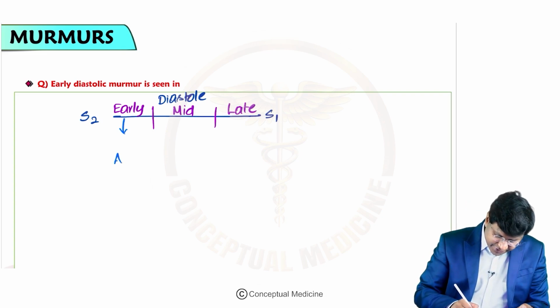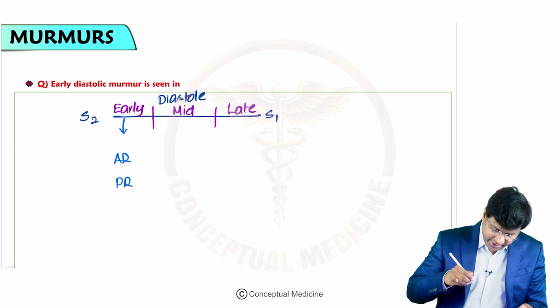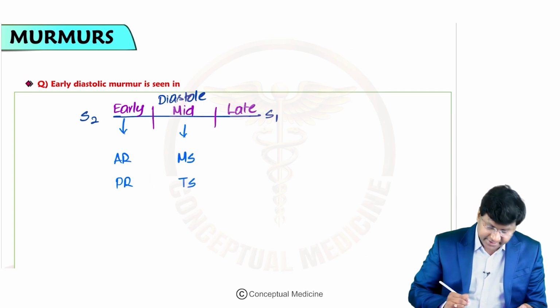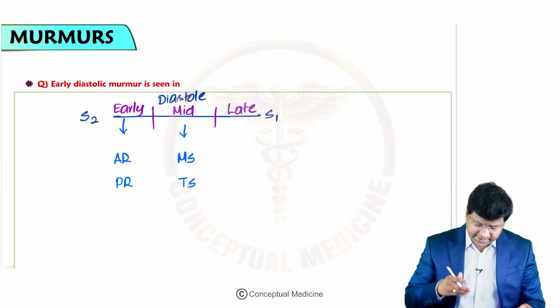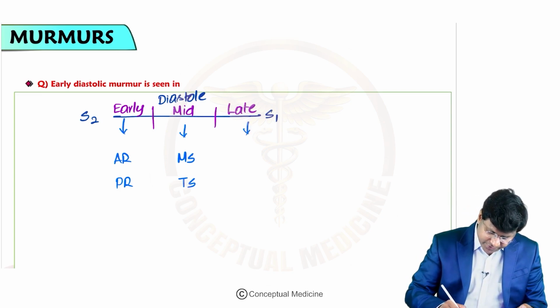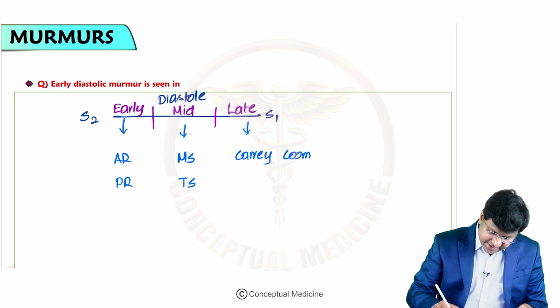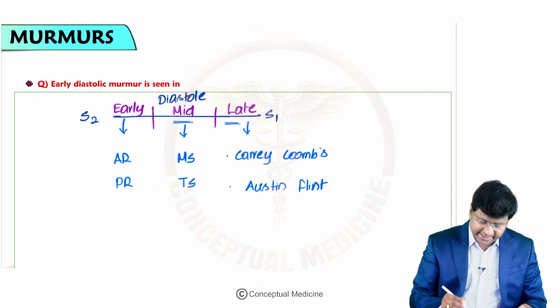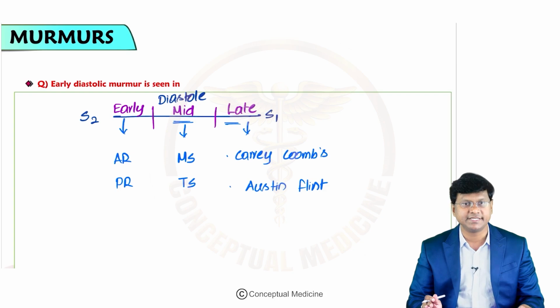So, if you take early diastolic murmur, you will have that in patients with aortic regurgitation and pulmonary regurgitation. And mid-diastolic murmur is heard in patients with mitral stenosis and tricuspid stenosis. The late diastolic murmur, you will have that in Carey-Coombs murmur, right? I'll discuss this Carey-Coombs murmur in detail, and even the Austin-Flint murmur. So the Carey-Coombs murmur as well as the Austin-Flint murmur are mid to late diastolic murmurs, right? Both of them I'll discuss in detail.